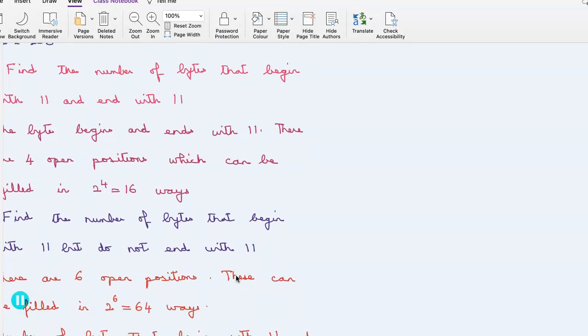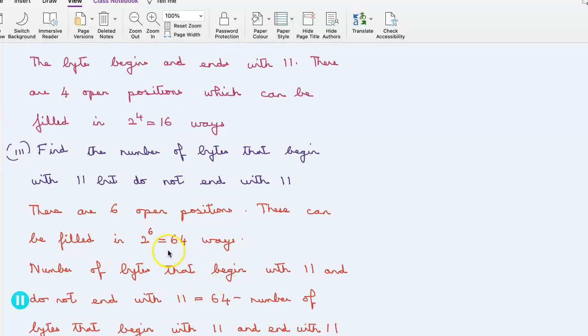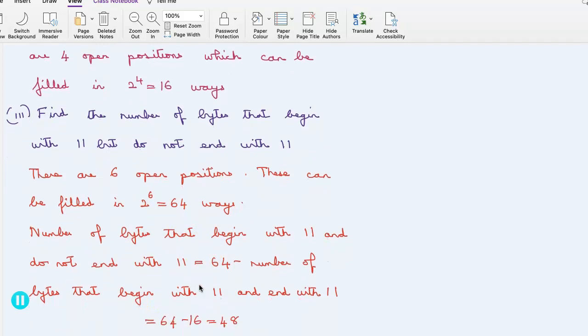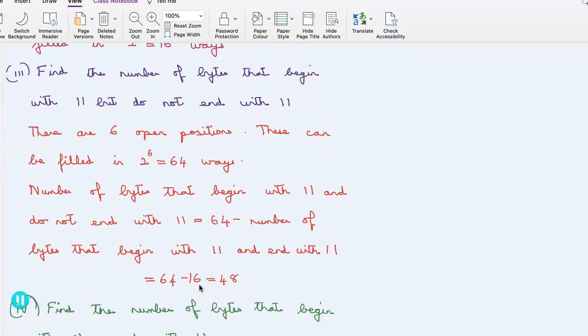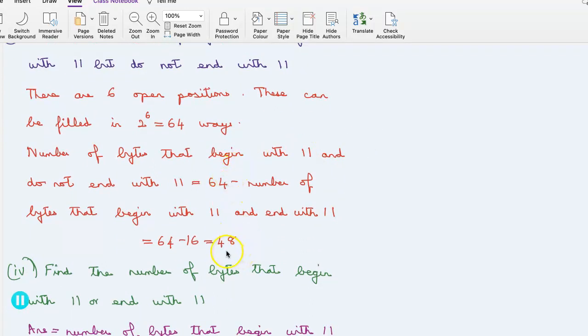Find the number of bytes that begin with 11 but do not end with 11. Now there are 6 open positions and these can be filled in 2 raised to 6, which is 64 ways. So this will be 64 minus the number of bytes that begin with 11 and end with 11, because the total number of bytes that begin with 11 is the number that begin with 11 and end with 11 plus the number that begin with 11 and do not end with 11. So this will be 64, and we have already seen that the number that begin and end with 11 is 16. So it is 64 minus 16, which is 48.